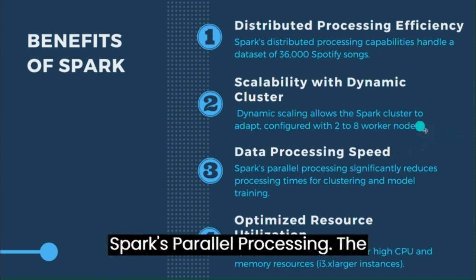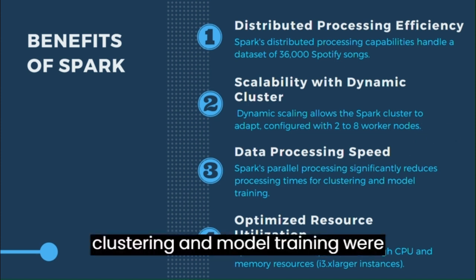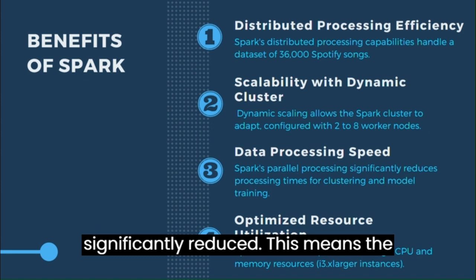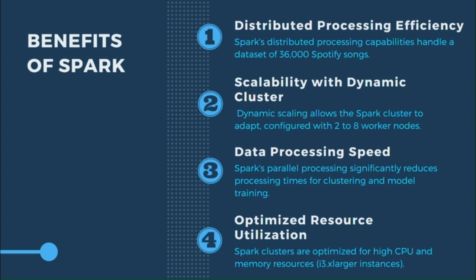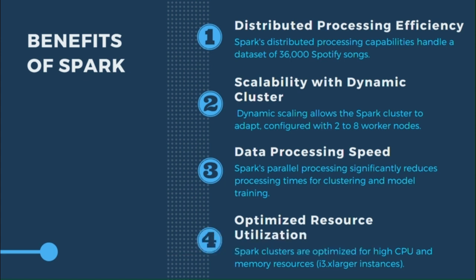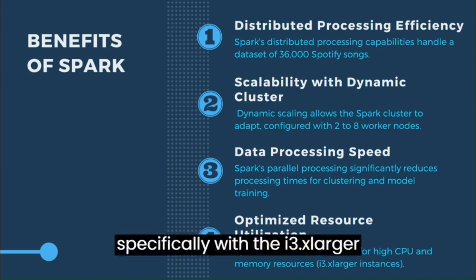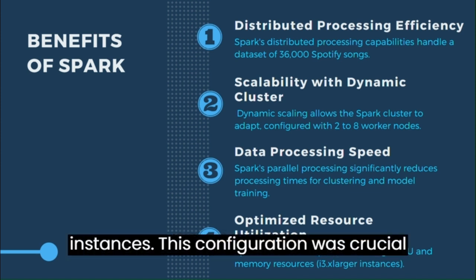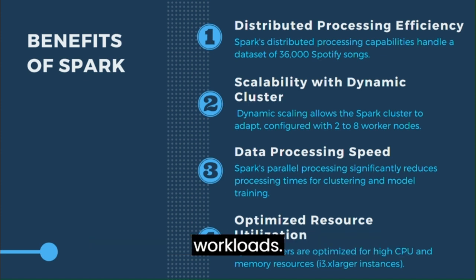Thanks to Spark's parallel processing, the times for tasks like clustering and model training were significantly reduced. This means the system will get quicker results and it will be more responsive. Spark clusters were optimized for high CPU and memory resources, specifically with the i3.xlarge instances. This configuration was crucial for our data and memory intensive workloads.